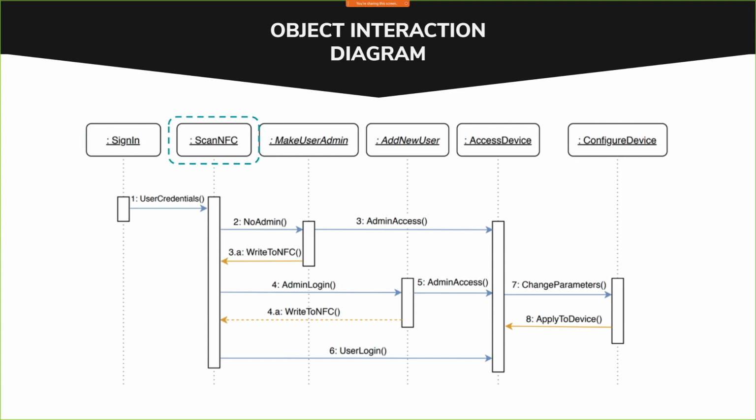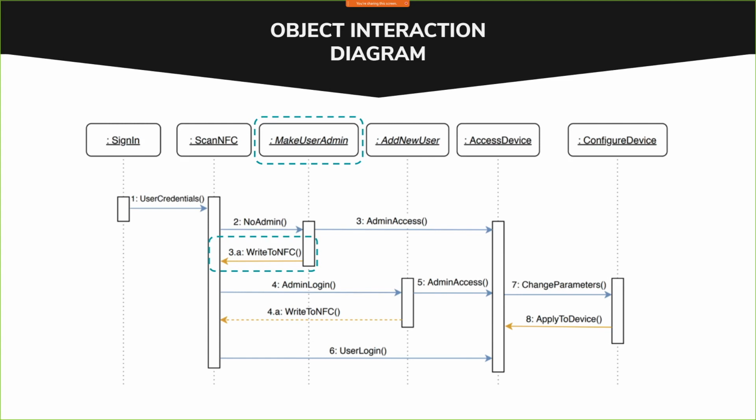We can distinguish at this state where the user becomes an admin, is an admin, or the user is not an admin and logs into the device immediately. In the case that there is no admin, the make user admin method is invoked, and the user becomes an admin, the admin of that device. The credentials are stored back into the NFC using the write to NFC method.